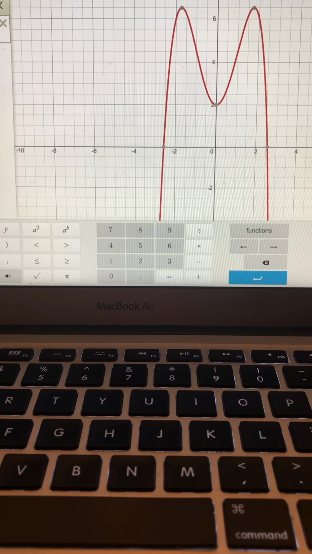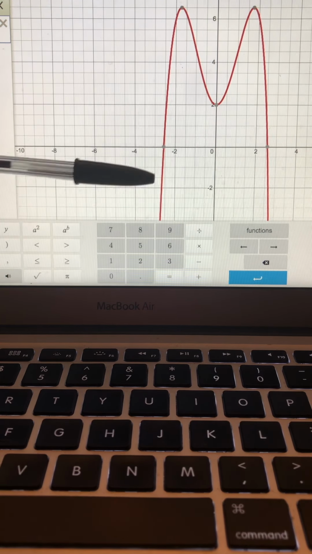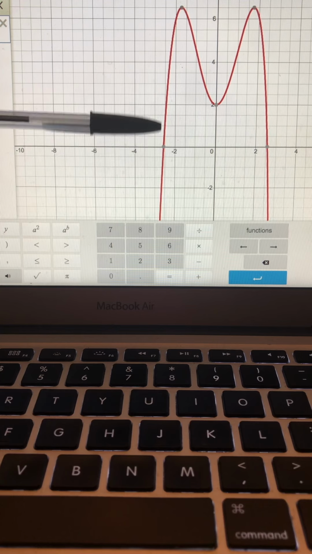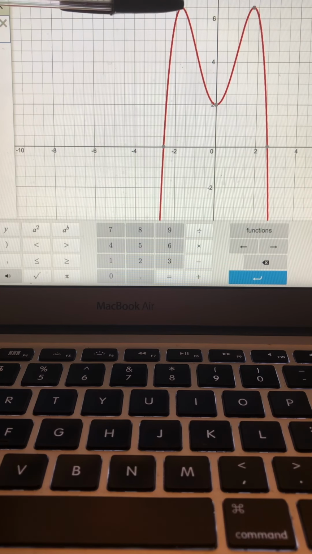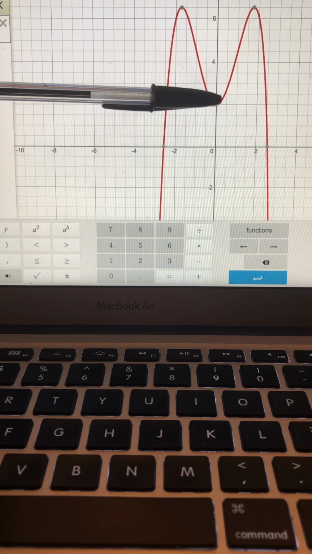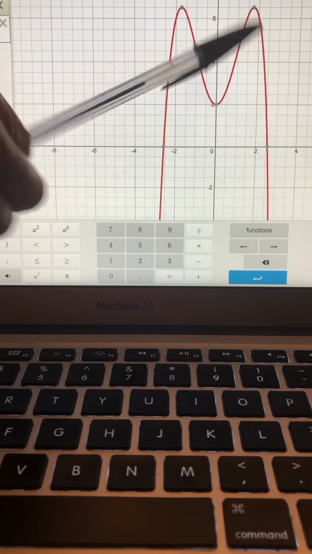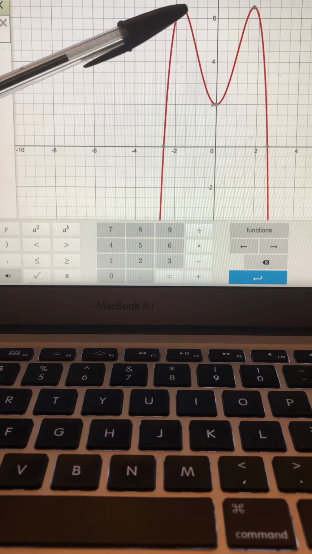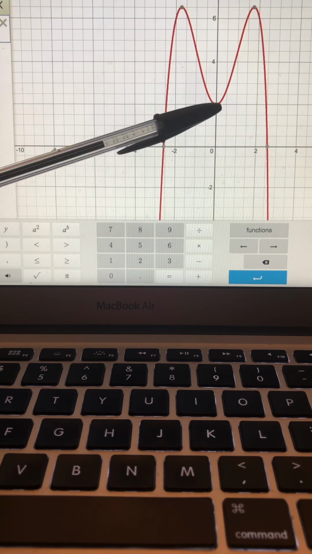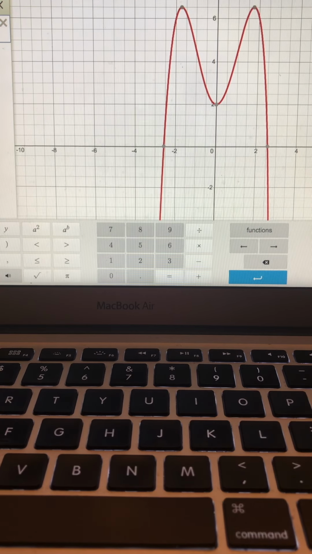So the turning points are where the graph changes direction. So notice the graph is going up, and then at this point right here, it turns and it goes down. Then at this point here, it turns and it goes up. And then this point here, it turns and it goes down. So there are 1, 2, 3 turning points. So that would be the first thing you write, 3 turning points.